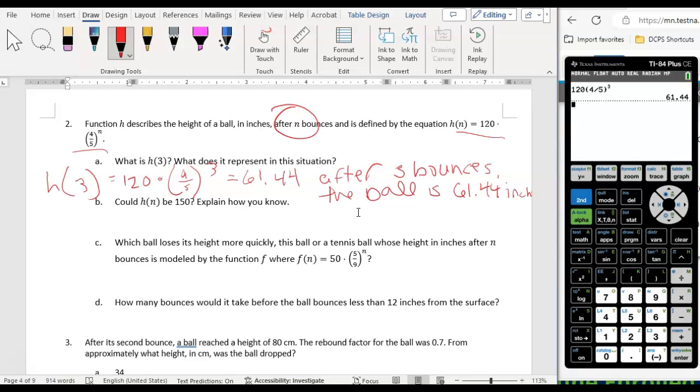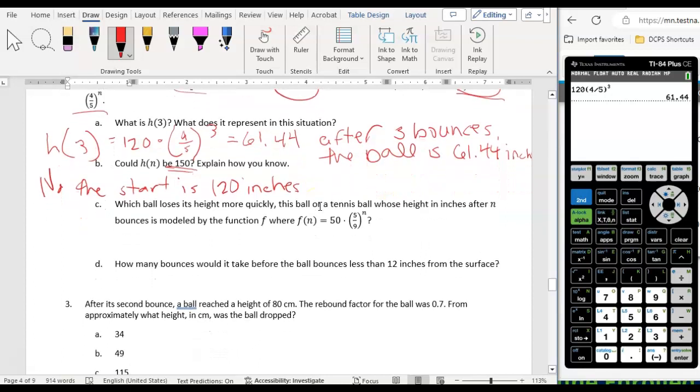It says, could h of n be 150? So could the height of the ball be 150? No, we know that the starting height was 120. So the starting height is 120 inches. So it doesn't make sense that it would be 150 inches unless for some reason before we started measuring the height of the ball, it was dropped from a higher point. But that seems unlikely.